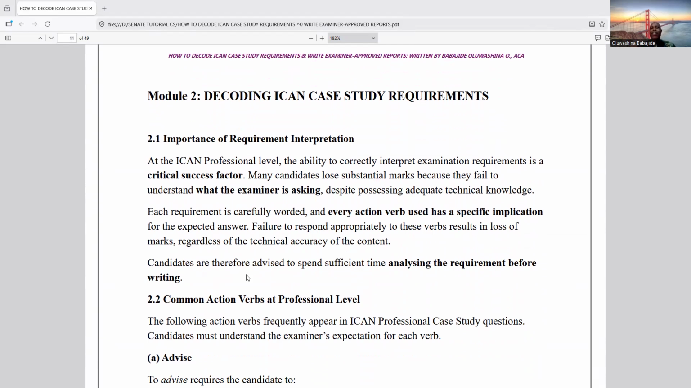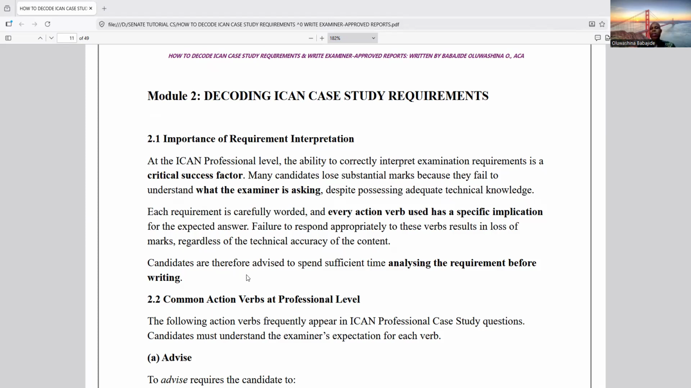PSF, critical success. For you to pass, you must decode what the requirement is. Many candidates lose substantial marks because they fail to understand what the examiner is asking. They are doing another thing. So they fail to attempt what the examiner is asking, they attempt another.